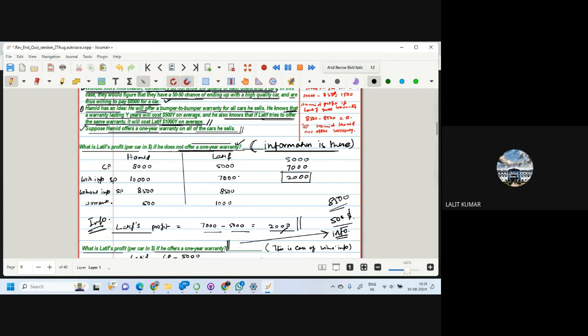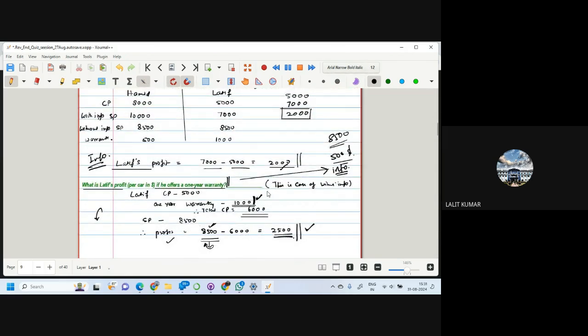We have assumed from this question that it is a scenario of complete information. Second, what is Latif's profit per car in dollars if he offers a 1 year warranty? Now, this 1 year warranty he is offering only reacting to Hamid. Hamid has offered $500, then only Latif is offering. And in this case, why is Hamid offering? Because that is a scenario of incomplete information, when the information is not there.